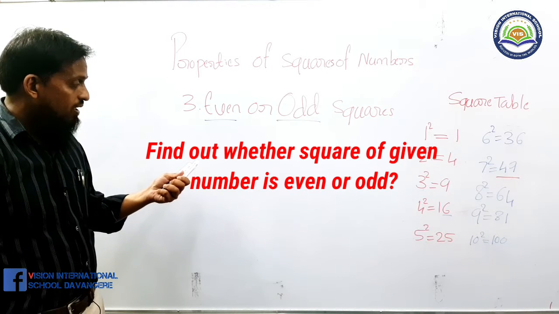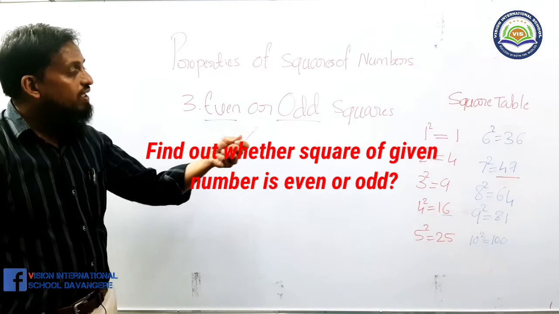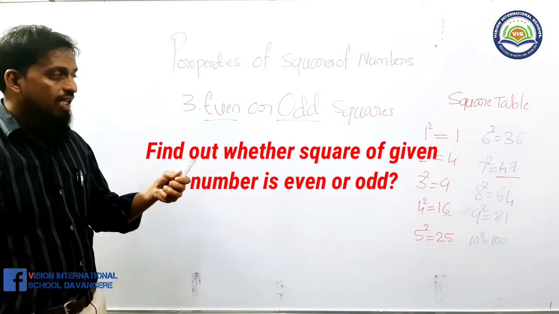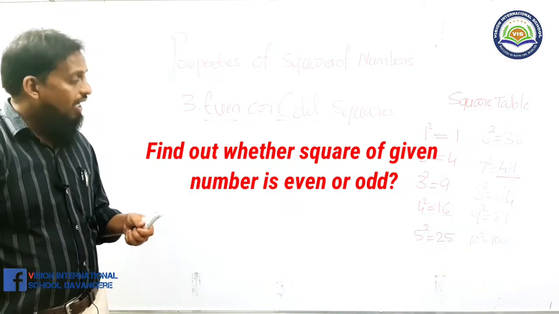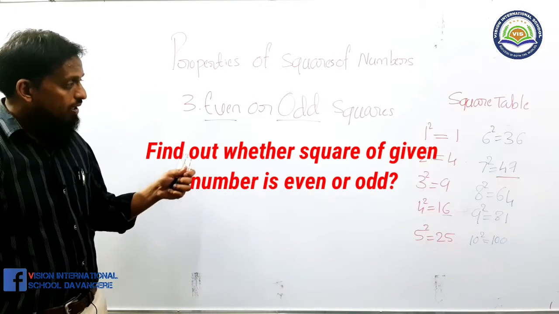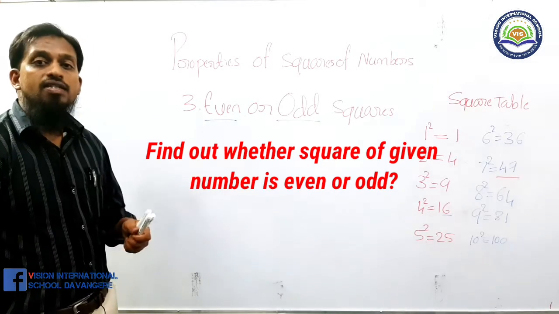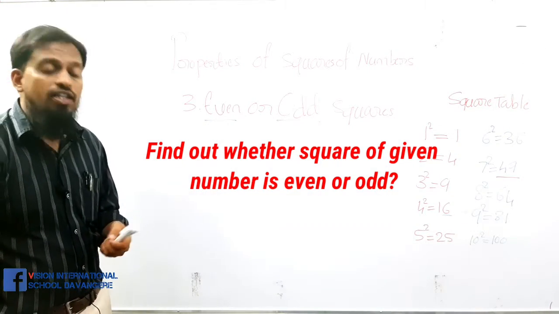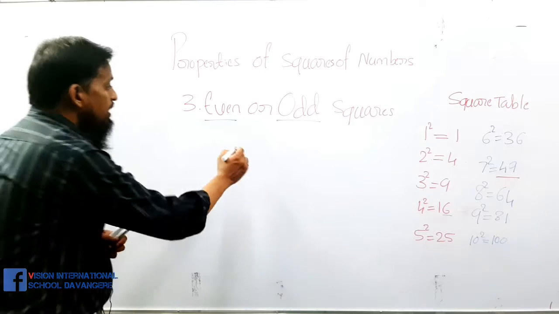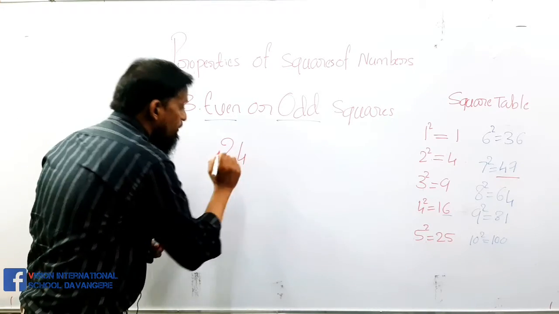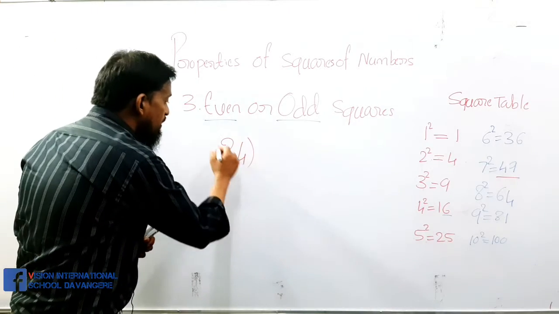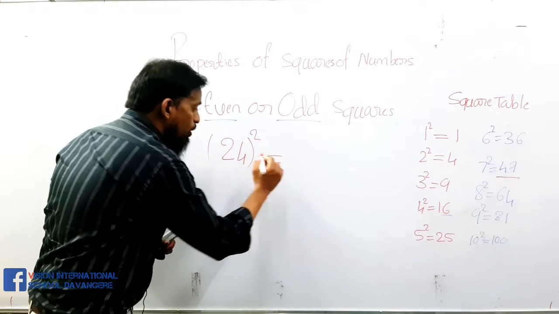find out whether the square of the given number is even or odd. I'll repeat: find out whether the square of the given number is even or odd. How to identify that? For example, if they gave 24, they are asking whether the square of this number is even or odd.